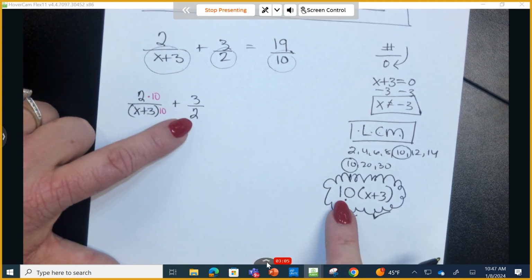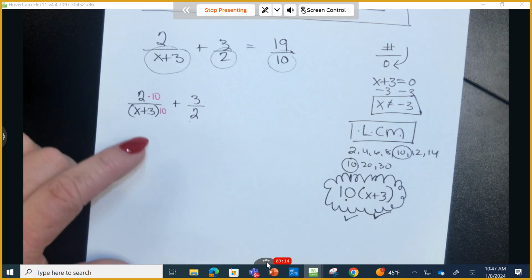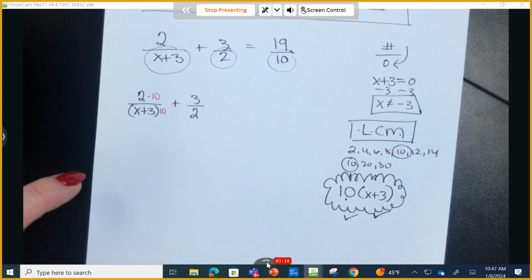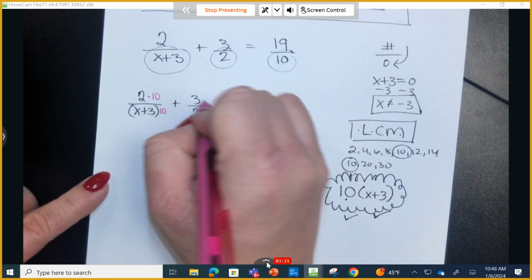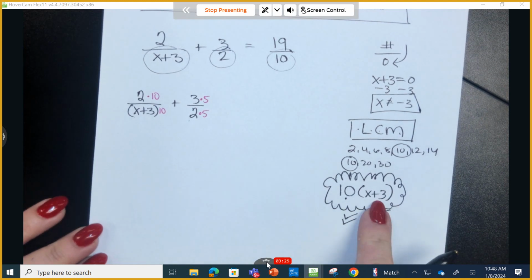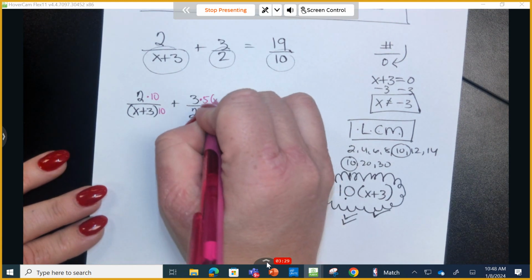I need to achieve a 10, and I have a 2. We can't transform the 2 into a 10 by adding 8. You can't add or subtract to transform it. You can only multiply or divide. So 2 times what quantity is 10? 5. So whatever I multiply by the denominator, I must also multiply in the numerator. So I have the quantity 10. Now I need to have an x plus 3. So I attach an x plus 3.